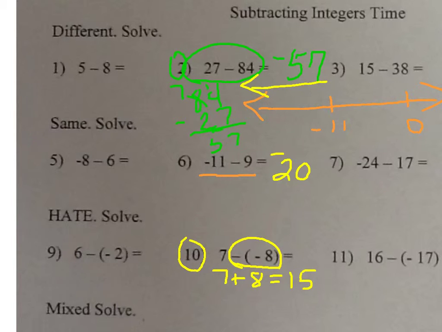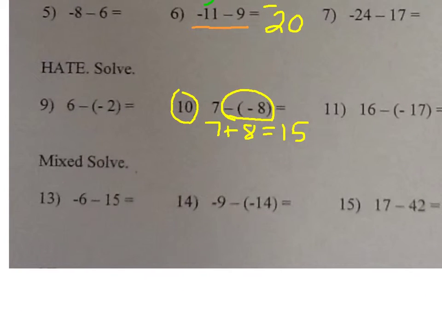Okay, let me scroll down. Let's do one more. Let's do 14. If I look at 14, I have negative 9 minus negative 14. So negative 9 stays negative 9, but the opposite of negative 14 is going to allow me to do the thing where we change these signs. A negative, in this case, minus a negative changes to plus 14.